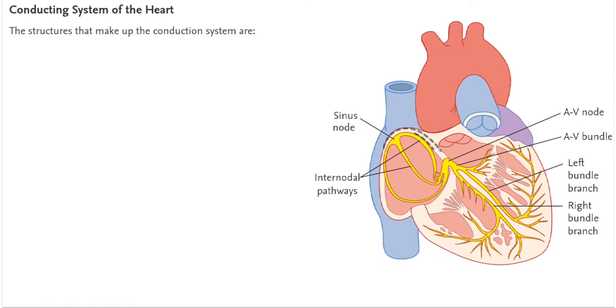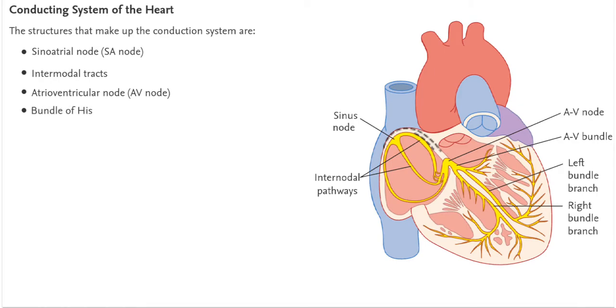Spread of cardiac impulse. Conducting system of the heart. The structures that make up the conduction system are the sinoatrial node (SA node), internodal tracts, atrioventricular node (AV node), bundle of His, and right and left bundle branches.